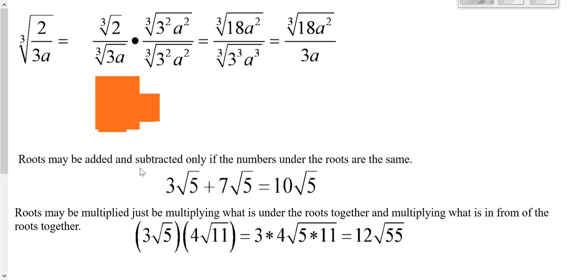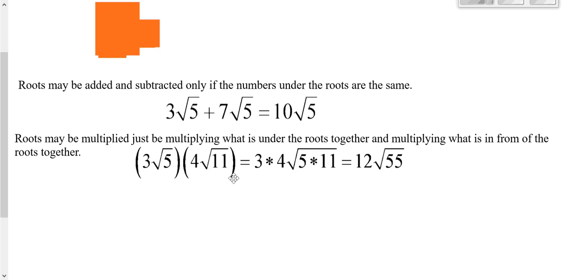Now, as a side note down below here, we can add and subtract roots if the number in the root is the same. Because here you'd have 3 of the root 5s plus 7 more of the root 5s gives you a total of 10 of those root 5s. So it's just like taking a 3x plus a 7x, you get a 10x. That root 5 here is kind of like that label. Just like 3 feet plus 7 feet would be 10 feet. So 3 of the root 5s plus 7 of the root 5s is 10 of the root 5s.